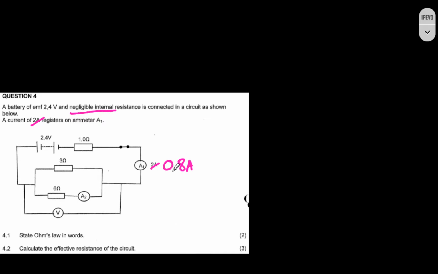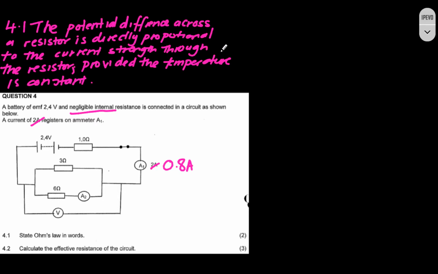So our first question says that state the Ohm's law in words. So the Ohm's law states that the potential difference across a resistor is directly proportional to the current strength through the resistor, provided the temperature is constant. Let me write it down. Now 4.2. In 4.2, they're saying calculate the effective resistance.